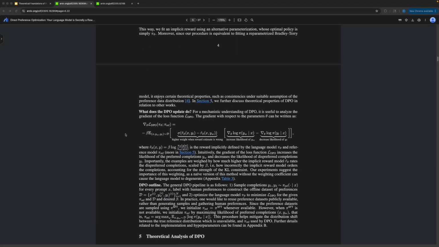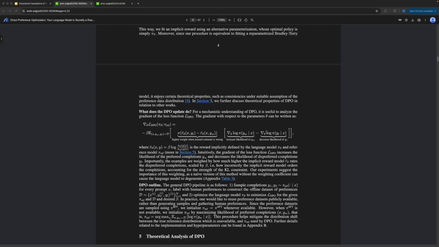So now let us look at the equation of the gradient of the DPO update. It consists of these two terms. If we look at this term, we want to minimize the negative log likelihood of your correct generations, which is very intuitive.